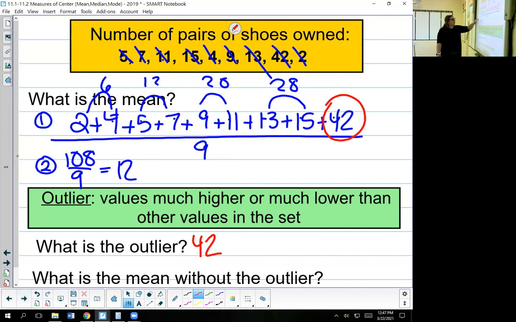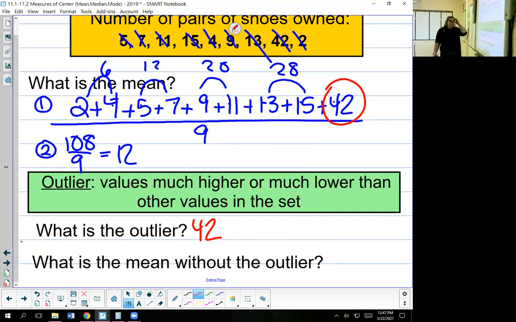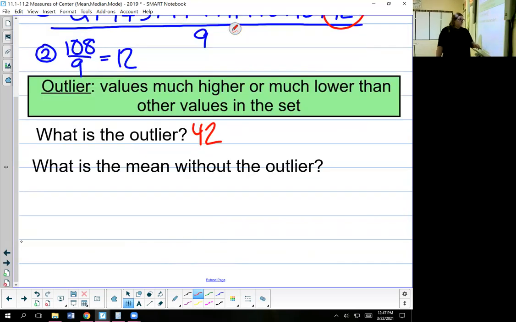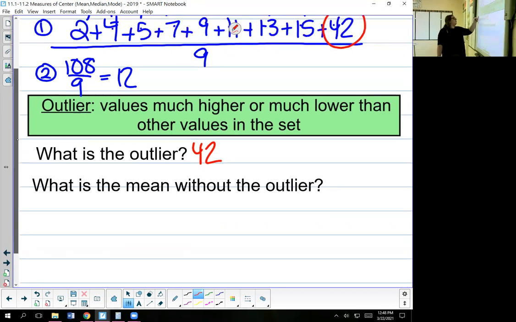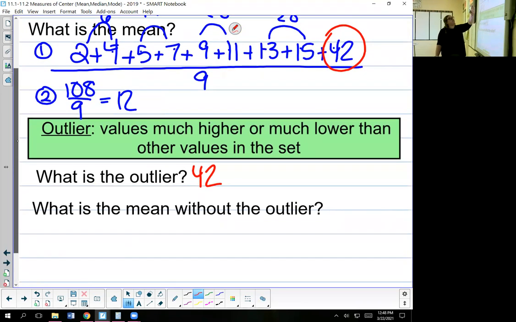So what do you think is going to happen to the mean if I decide to take that out of the data? 42 is the largest number in the data. What do you think is going to happen to my average if I take the highest number out of it? Or think about your grades. If I took your highest grade out of your average, what would happen to your grades?